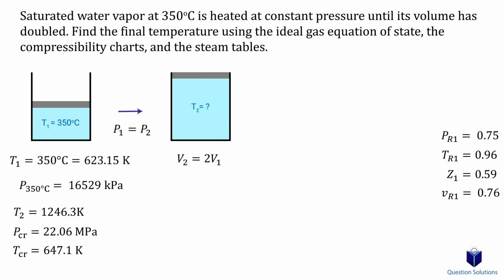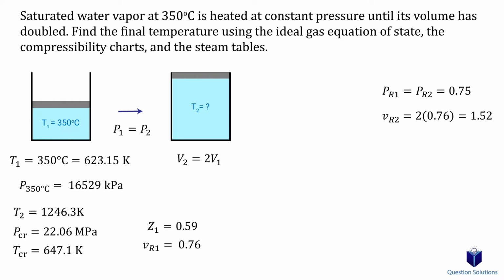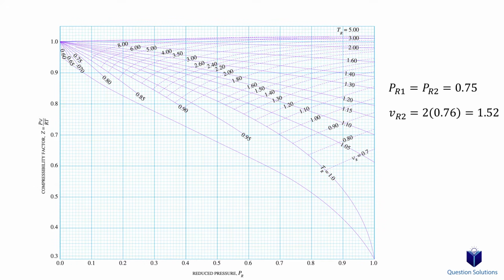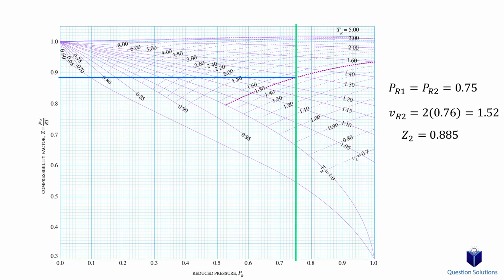Now we need to calculate the compressibility factor at the second stage. Now remember, at this stage, the pressure stays the same, but the volume doubles. In other words, the reduced pressure stays the same, but the reduced specific volume will double. This is why we needed that value before. Now we go back to our compressibility chart and find the compressibility factor again. Note that we don't know the temperature at the second stage, since that's what we're trying to find, but we do know the reduced specific volume and pressure. So the reduced pressure is 0.75 and our reduced specific volume is 1.52, which is pretty much the line right here. So looking at the left, we see that our compressibility factor is about 0.885.